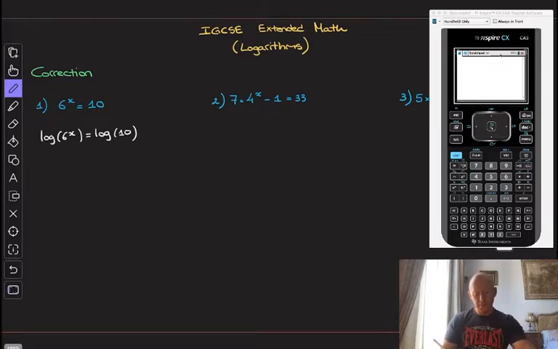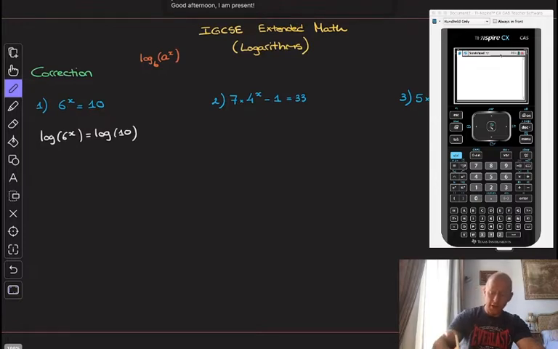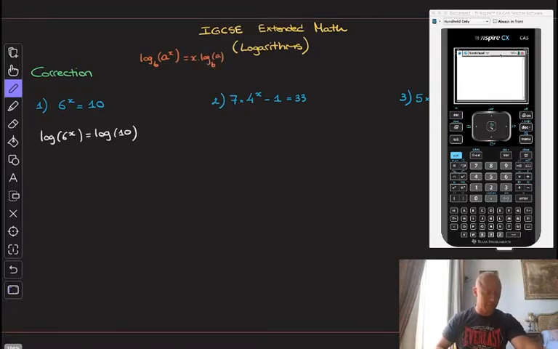Once we've reached this stage, we're in a position to use the third law of logarithms that we saw. I'll copy it just once at the top of the page here. Remember, we saw that for any base b, log of a raised to the power of x, so any number a raised to a power of x, is equal to x times log base b of a, right? We've seen that quite a few times now.